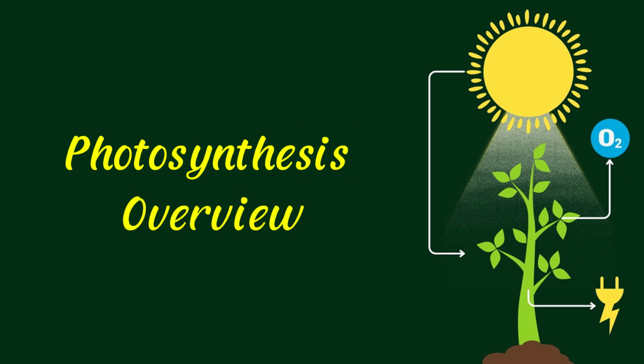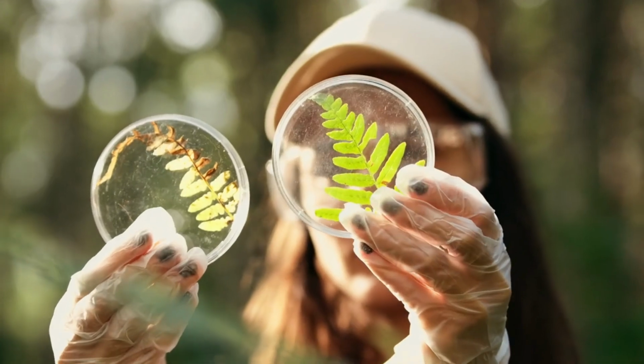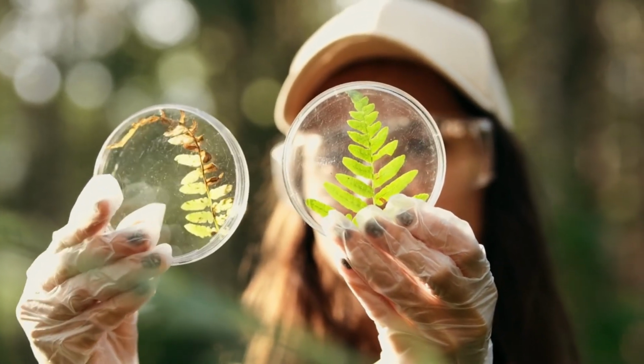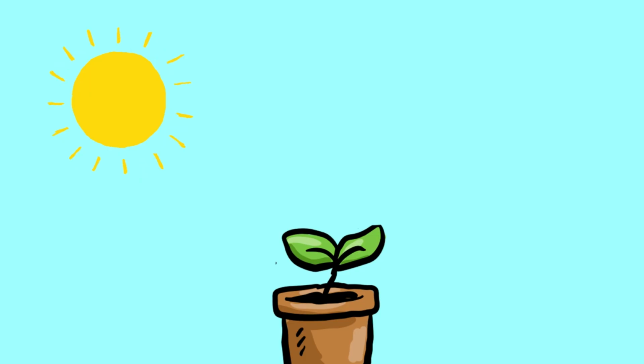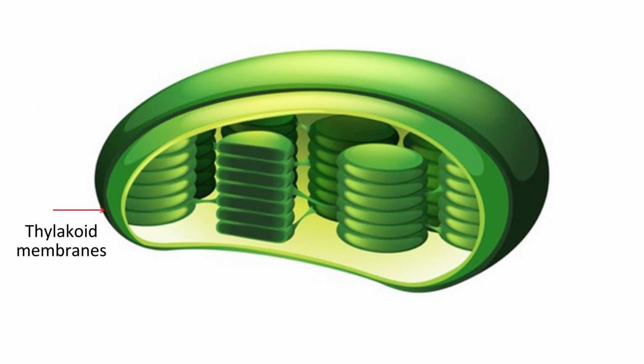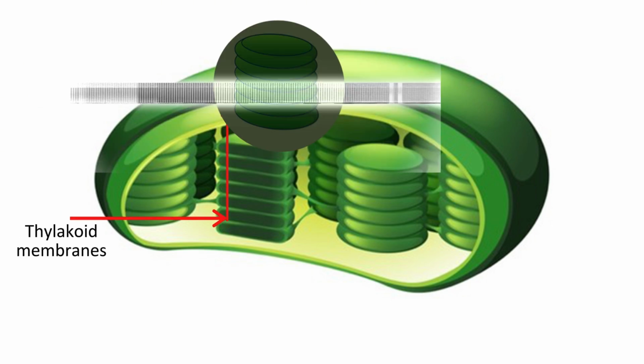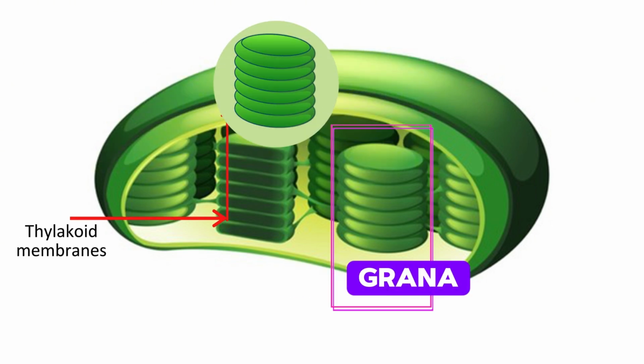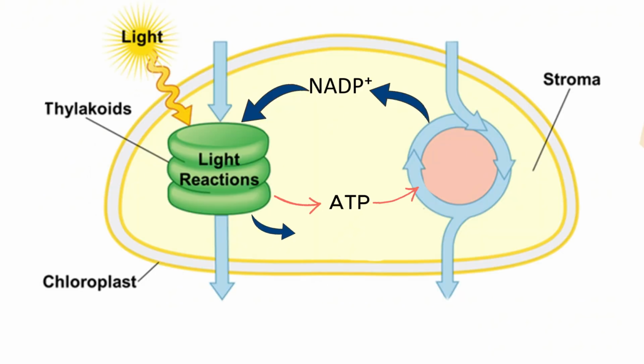Photosynthesis overview. To understand the dark reactions, let's first take a quick look at the big picture of photosynthesis. Photosynthesis has two main stages. Number one, light reactions. These happen in the thylakoid membranes of the chloroplast. They use sunlight to produce ATP and NADPH, which are energy carriers.